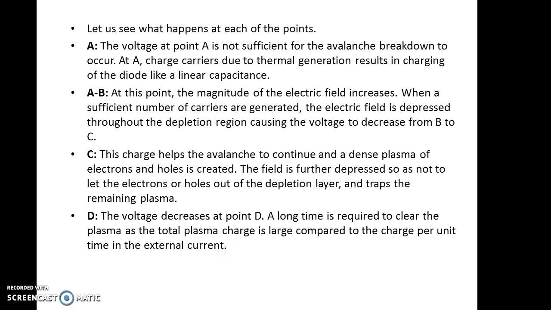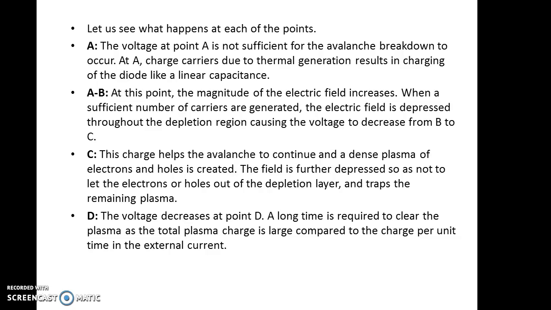Now, what happens at each point? At point A, the voltage is not sufficient for avalanche breakdown to occur. At A, charge carriers due to thermal generation result in charging of the diode like a linear capacitance. So from A to B, the magnitude of the electric field increases. When a sufficient number of carriers are generated, the electric field is suppressed throughout the depletion region, causing the voltage to decrease from B to C.